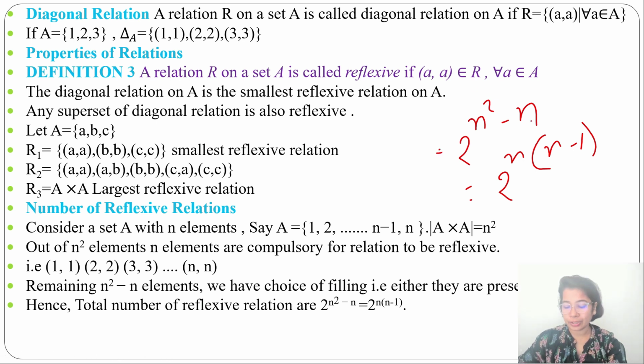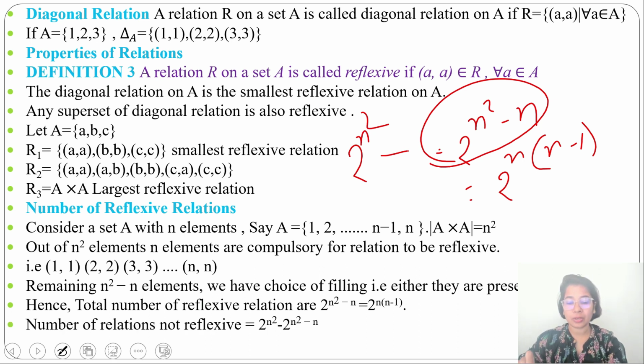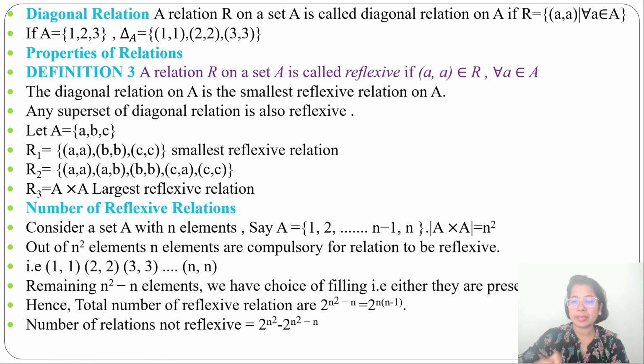Now the number of relations which are not reflexive. This is the number of relations which are reflexive. Now for the number of relations which are not reflexive, the total relations is 2 power n square, minus 2 power n square minus n. That will be the number of relations which are not reflexive. So total number of relations minus reflexive relations will be for not reflexive. Just remember this: the number of relations possible is 2 power n square. The number of reflexive relations possible equals 2 power n square minus n.